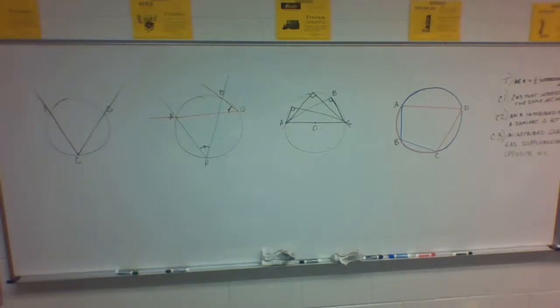Okay. Example 1 says, find the indicated measures. What's the measure of angle T? 24. Measure of angle T is 24. Good. What's the measure of arc QR? Careful.